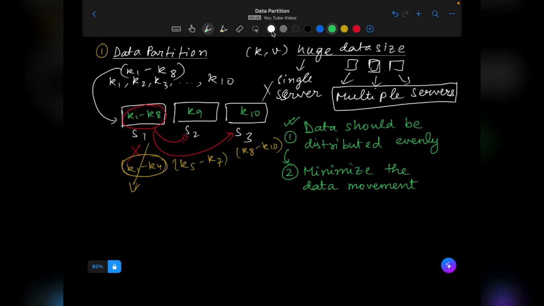Minimize the data movement whenever a server goes down or another server comes up due to an influx of a huge amount of key value pairs. So to achieve these two things and to avoid all these scenarios, we introduce a new topic called consistent hashing.